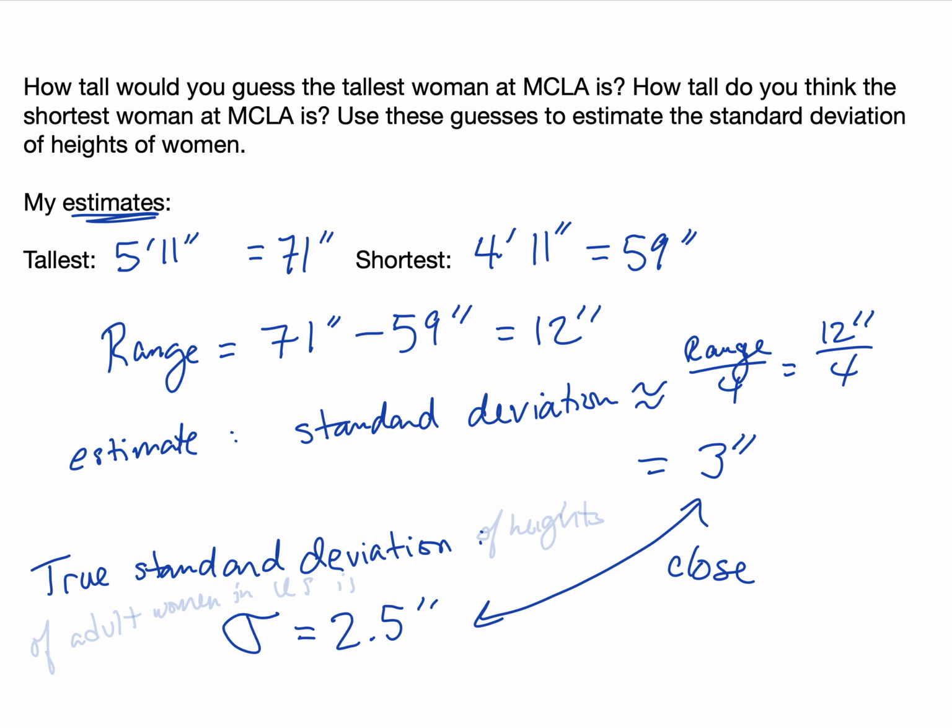It's a better estimate than we probably would have had in the beginning when I just asked what you thought the standard deviation might be with no information. So the true standard deviation of heights of adult women in the U.S. is 2.5 inches.